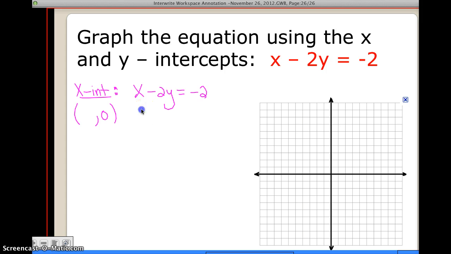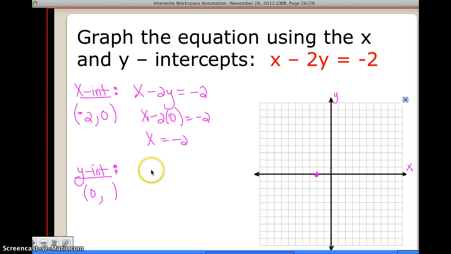So we're going to go ahead and put 0 in for my y, and we're going to solve for x. 2 times 0 is 0, and x minus 0 is equal to negative 2. So negative 2 comma 0 is my x-intercept, which would be right there. Gotta remember to label everything, otherwise I will lose points. Then, finding my y-intercept, that's where x is 0. So go ahead and substitute 0 in for x and solve for y.